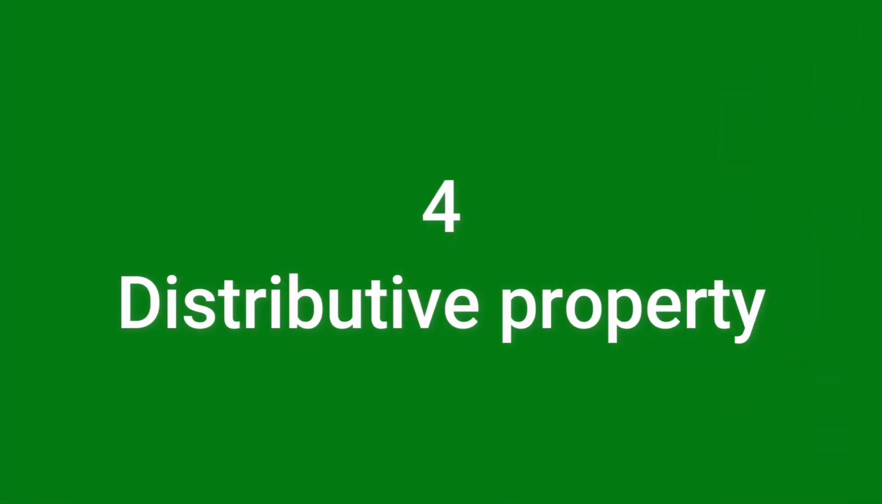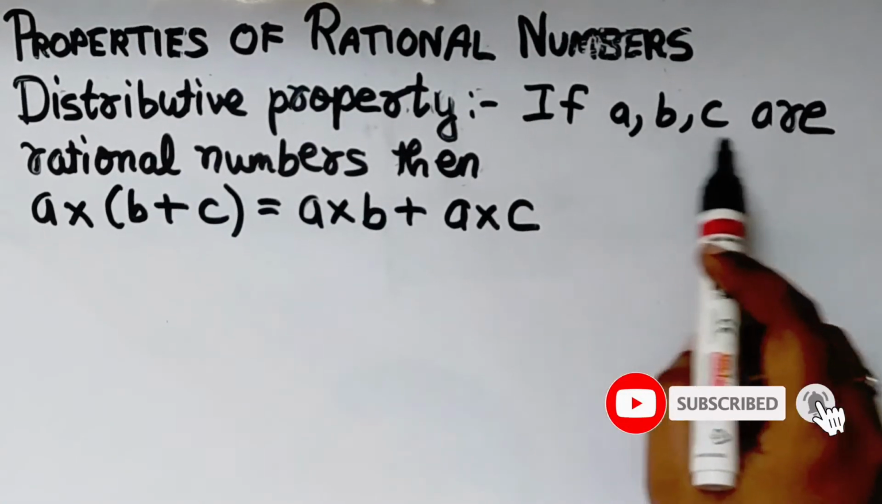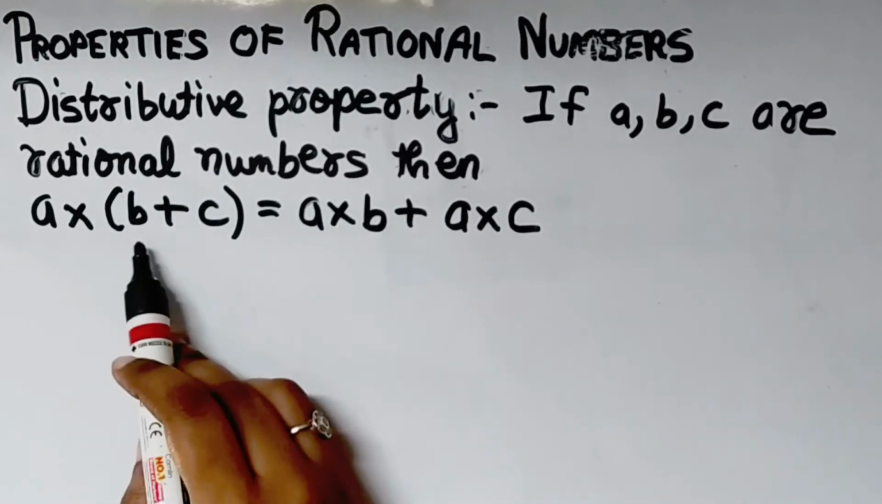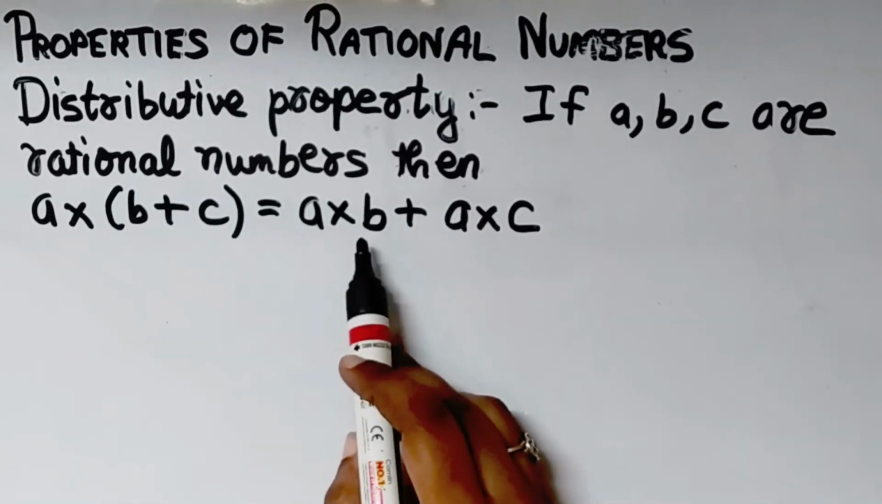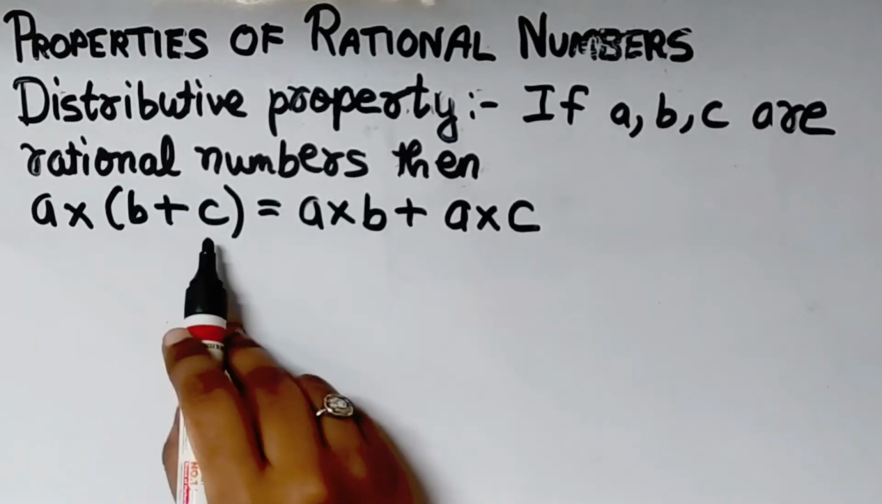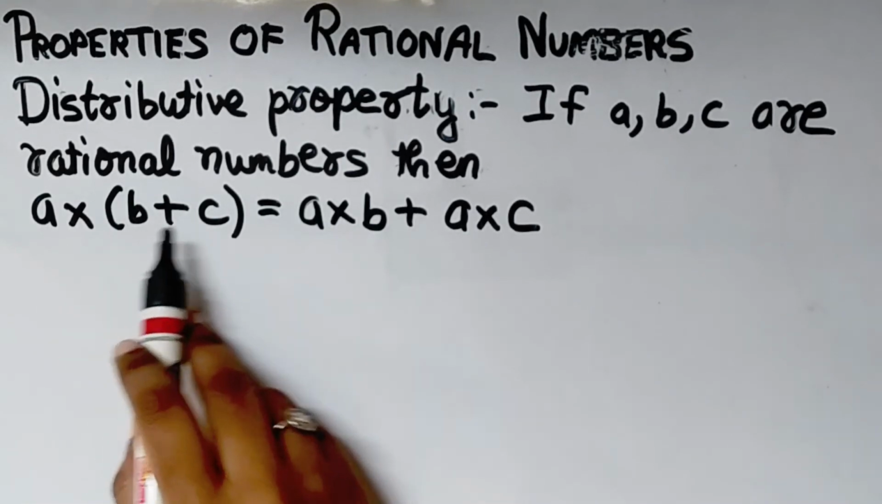The next property is the distributive property. If A, B, C are rational numbers, then A into B plus C will be equal to A into B plus A into C. See, you can first add inside the bracket and then the answer we get, we can multiply with A.